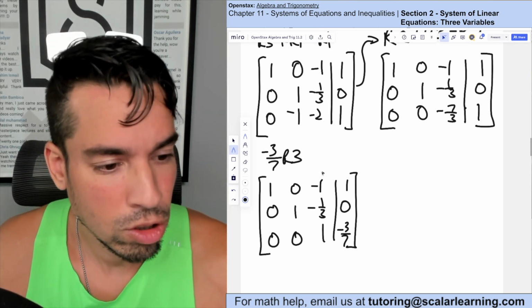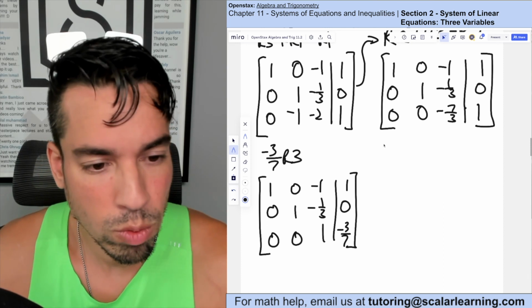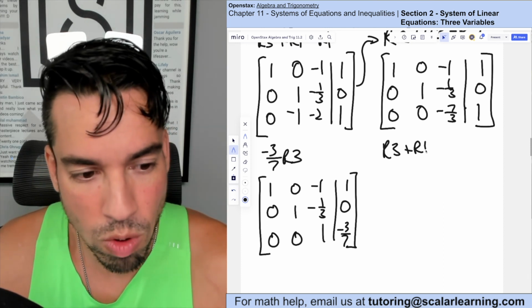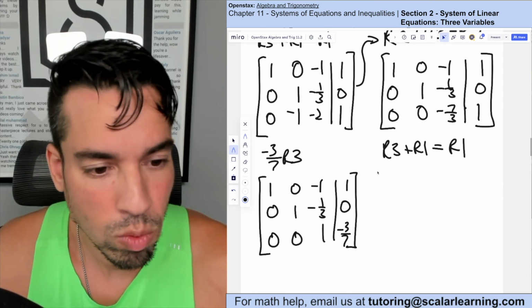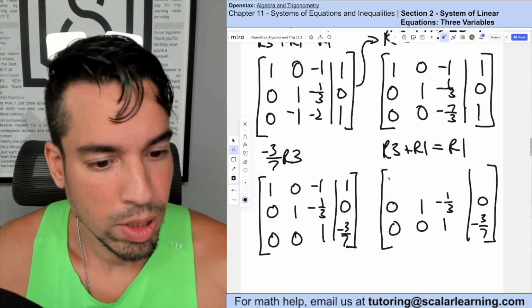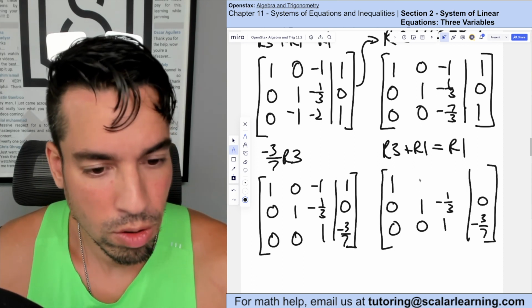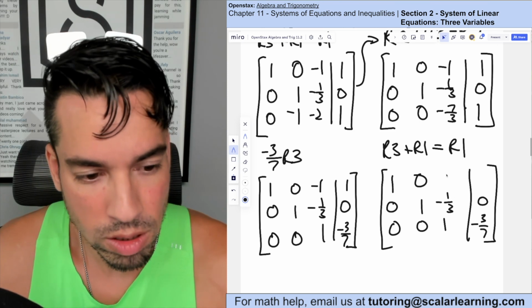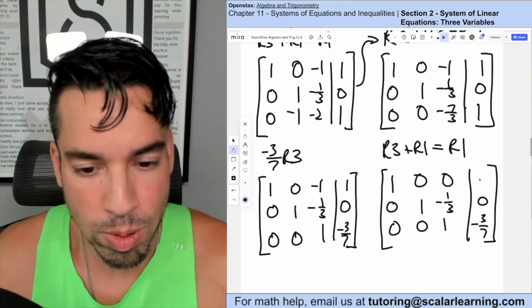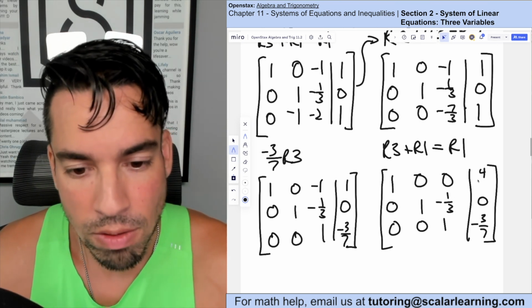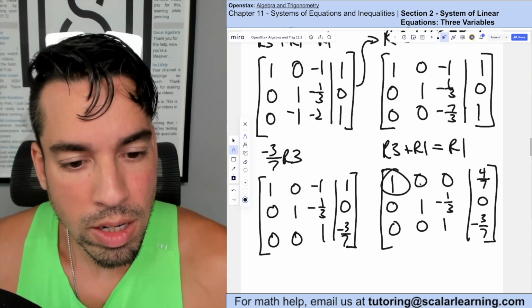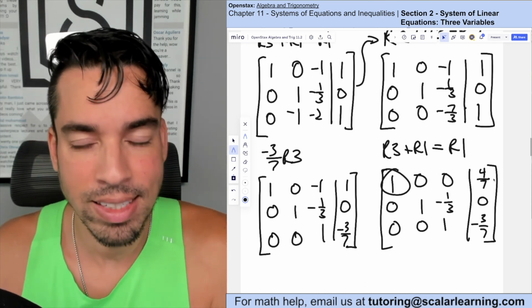Now I'd love to zero out this one. That's going to be pretty straightforward. We just do row 3 plus row 1 to give us our new row 1. Let's check it out now. 0 plus 1 is 1. 0 plus 0 is 0. 1 plus negative 1 is 0. That's beautiful. And then negative 3/7 plus 1, that's positive 4/7. So since we have a 1 and 0, 0, we know that x equals 4/7.